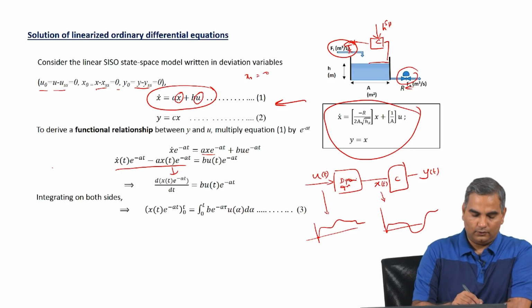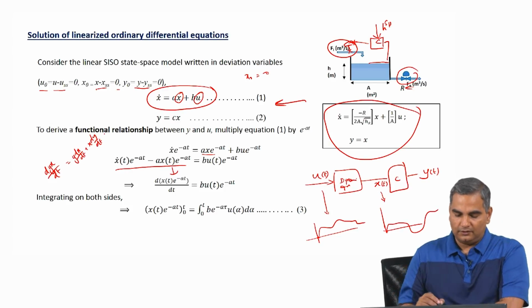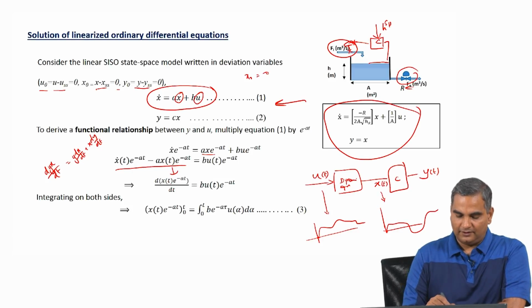So, here we are using this result which says the differential of two functions, let us say y and x, with respect to t is y times dx by dt plus x times dy by dt. Okay. So, if you do this, the first term will be x dot e power minus at, you will get this.